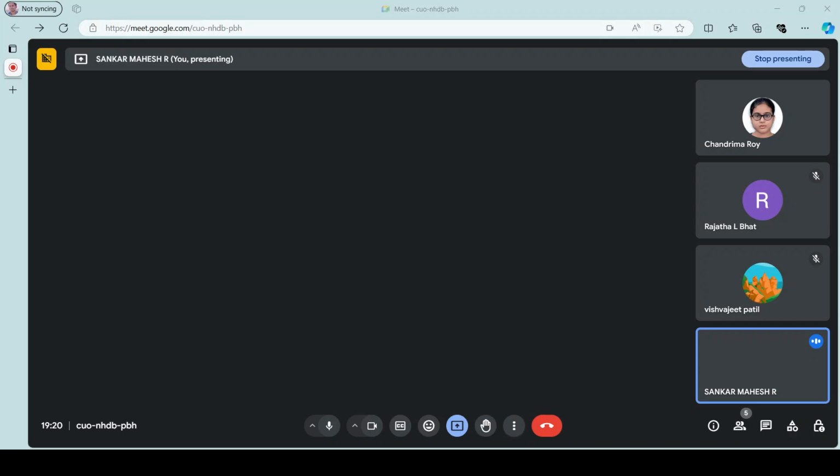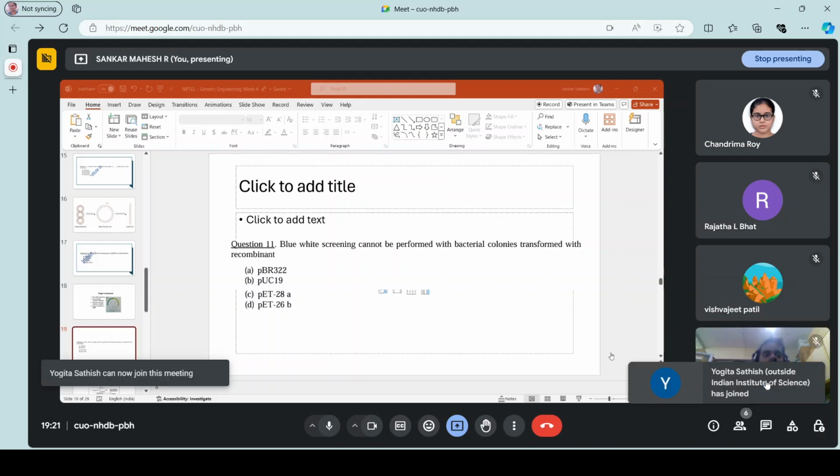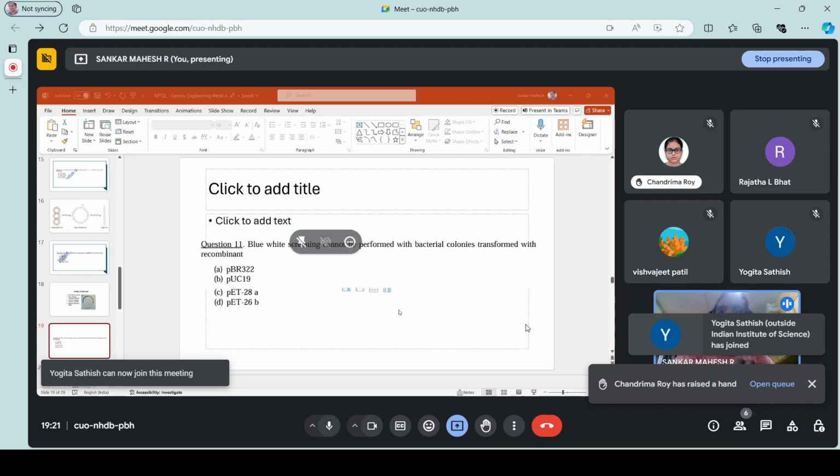The next question is: blue-white screening cannot be performed with bacterial colonies transformed with recombinant which plasmid? Option A pBR322, option B pUC19, option C pET28a, and option D pET26b. Anyone who would like to answer this question can start by explaining what blue-white screening is. Yes, Chandrima.